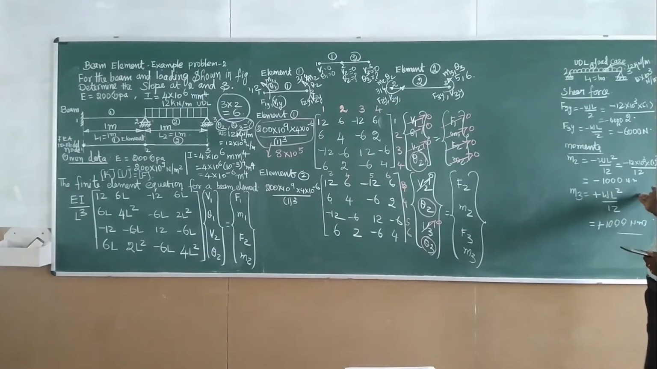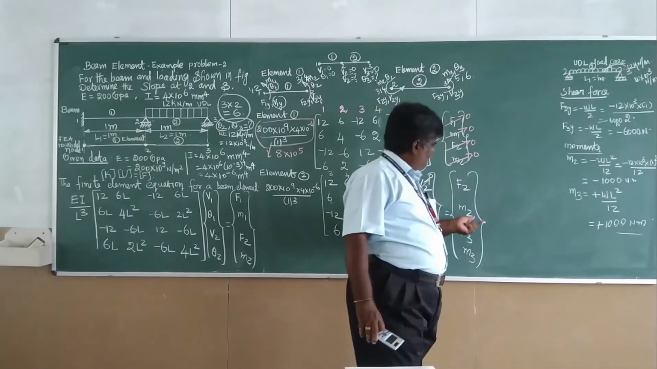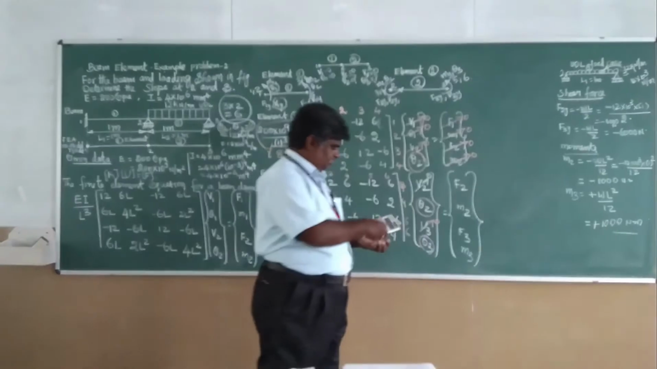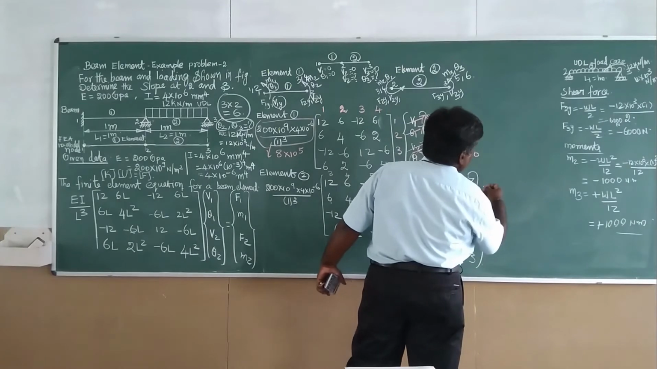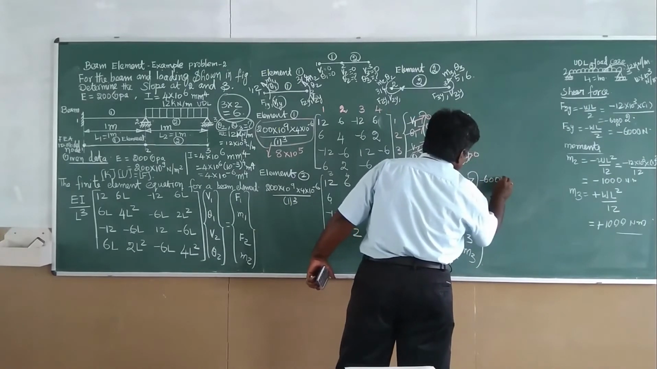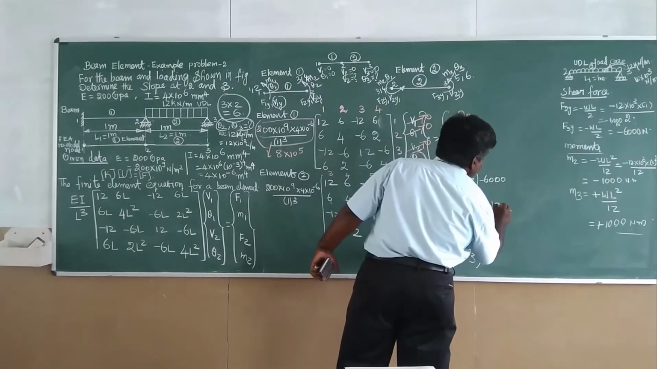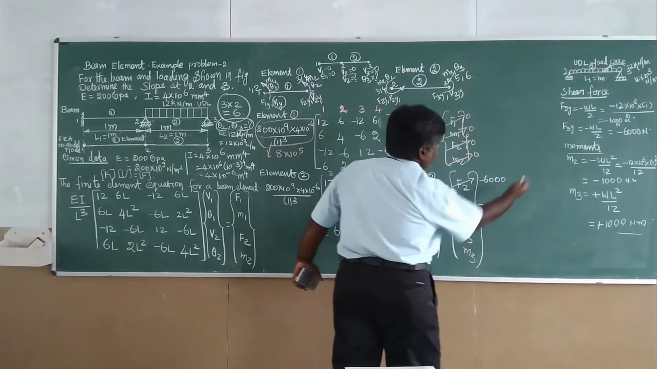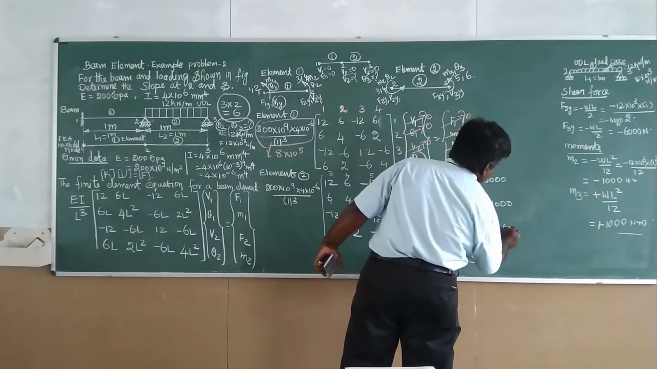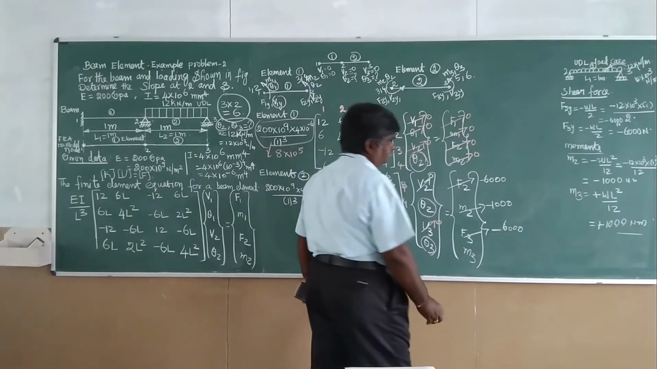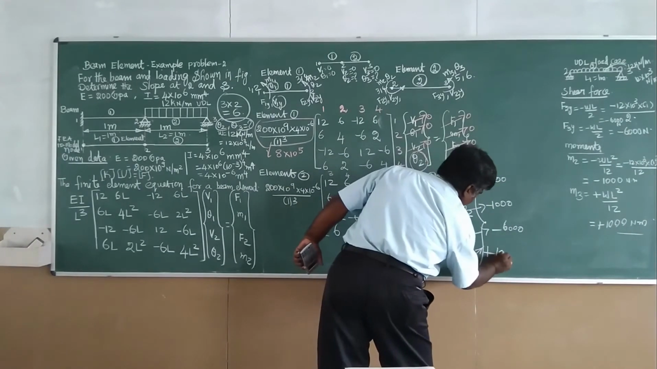So this is the F2 that we have to substitute for element 2. We have to place F2 is minus 6000 Newton, moment is minus 1000. Then F3 minus 6000, M3 is plus 1000.